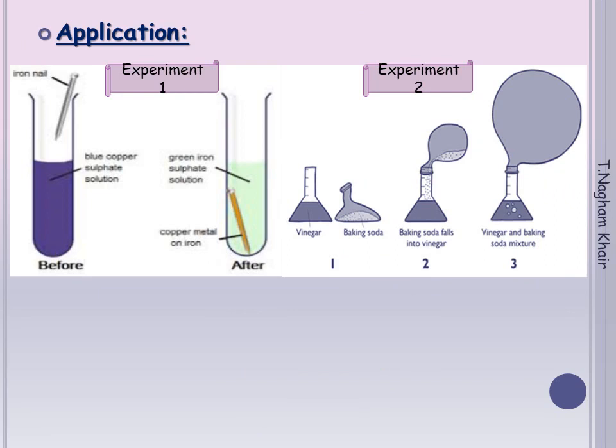Application. Here we have 2 experiments, experiment 1 and experiment 2. In experiment 1, we'll dip an iron nail inside blue copper sulfate solution. Copper sulfate is a substance that could be found inside the lab. After a period of time, we will observe a change in color from blue into green, and the iron nail will become brown red.